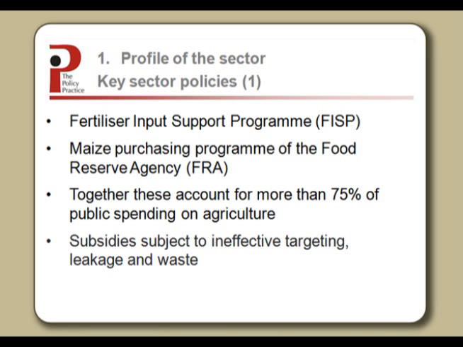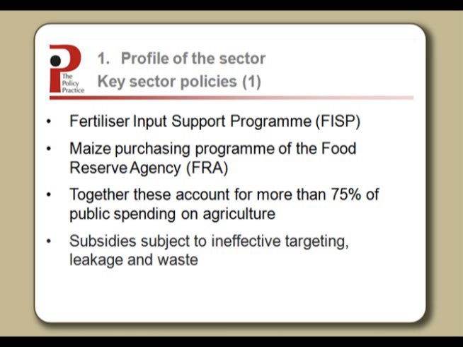Input Support Program, the FISP, and the Maize Purchasing Program of the Food Reserve Agency, the FRA. The Fertilizer Input Support Program distributes subsidized fertilizer to maize farmers through the network of cooperatives. The Food Reserve Agency was originally established to manage a national food security reserve, but in practice has become the main maize purchaser in Zambia, offering a guaranteed and highly favorable price.